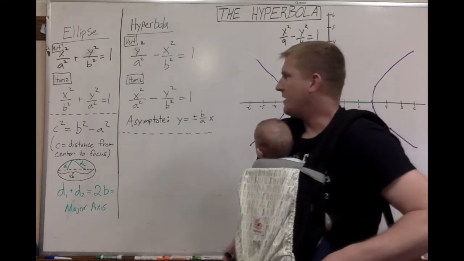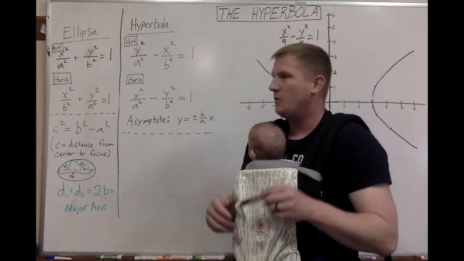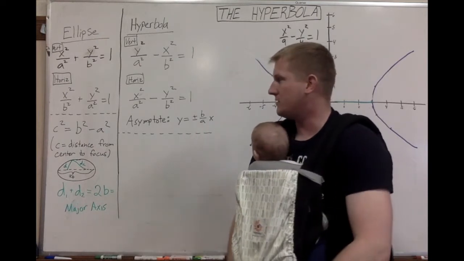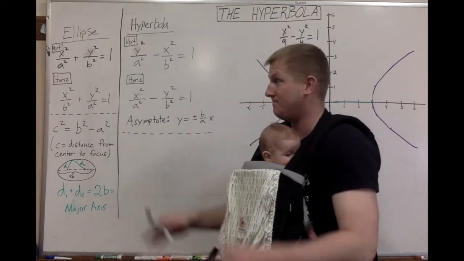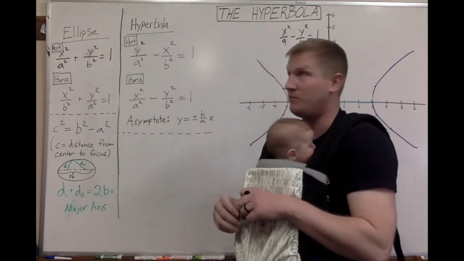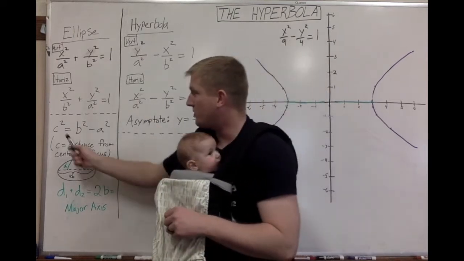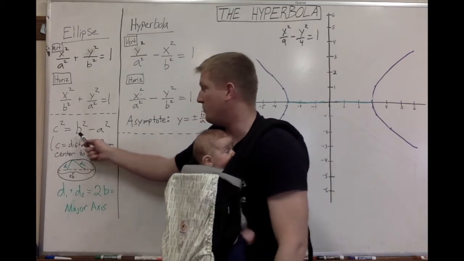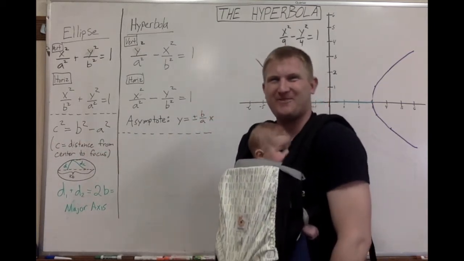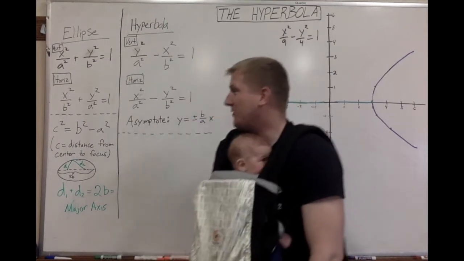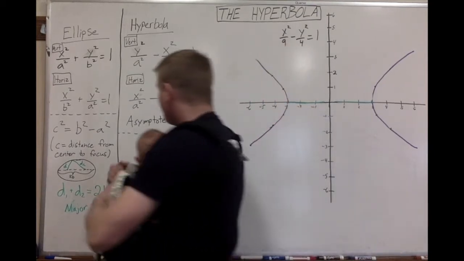Since the hyperbola has so much kinship with the ellipse, I think we can make a pretty good guess as to what these two equivalent parts will be. So if for the ellipse, the focal distance squared is equal to b squared minus a squared, perhaps the focal distance for the hyperbola is going to be b squared plus a squared.